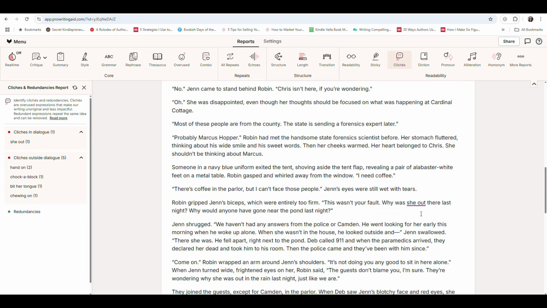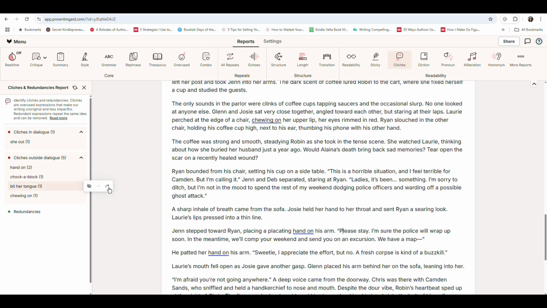"She out. Why was she out there?" I don't know how that's a cliché. It says potential. So here again, you can see AI doesn't always know what they're talking about. So don't just take the computer's word for it. You've got to check this stuff out for yourself, and you might feel strongly about something. Let's look at this one.